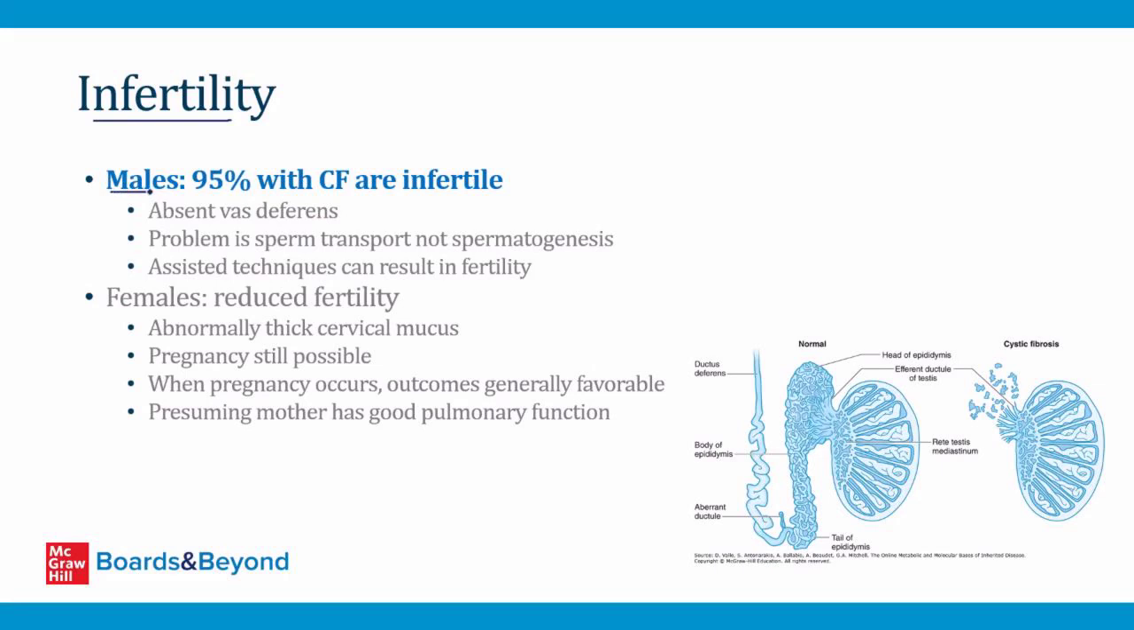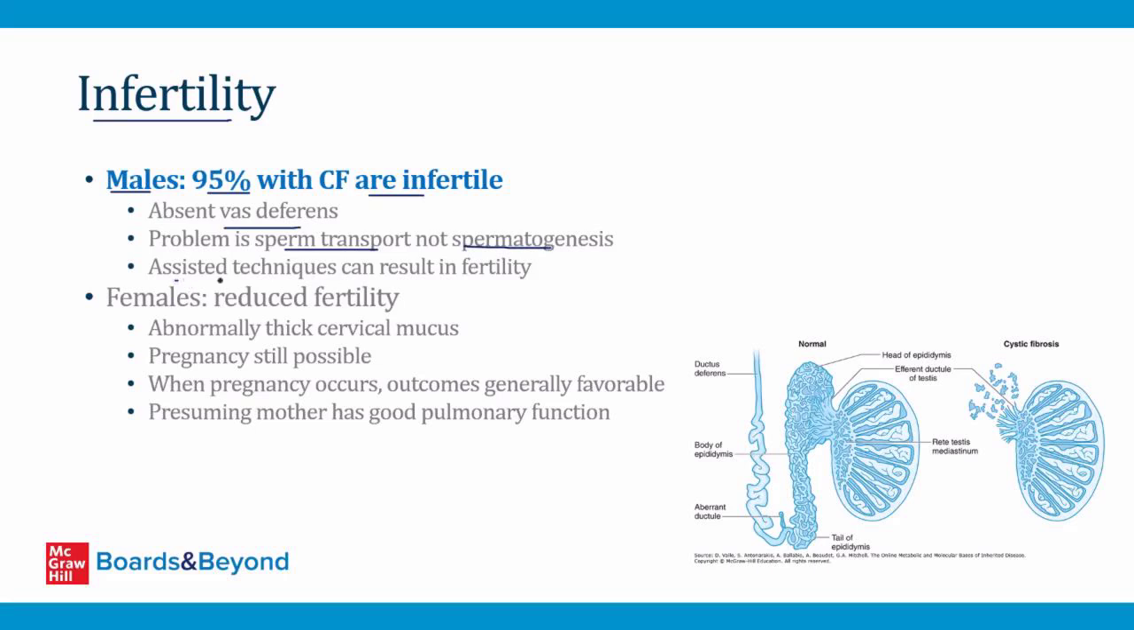So males who have cystic fibrosis, 95% of those patients are infertile. The reason for this is they typically lack a vas deferens. The vas deferens, if you recall, carries sperm out of the testes. So if it's absent, then sperm transport is abnormal. And the reason for this is believed to be because you need the CFTR for development of the vas deferens in utero. So the problem here is sperm transport, not spermatogenesis. Males who have cystic fibrosis can develop sperm normally in the testes. They just can't transport those sperm into the ejaculate.